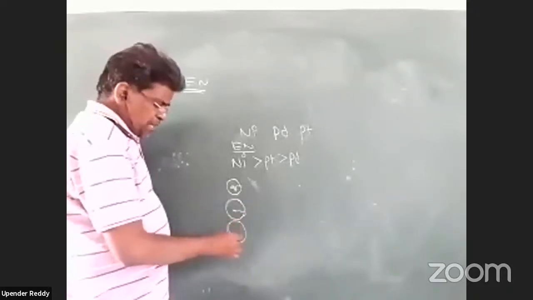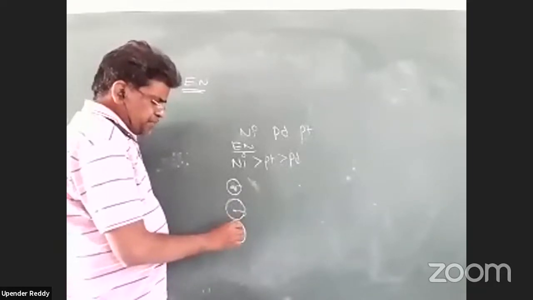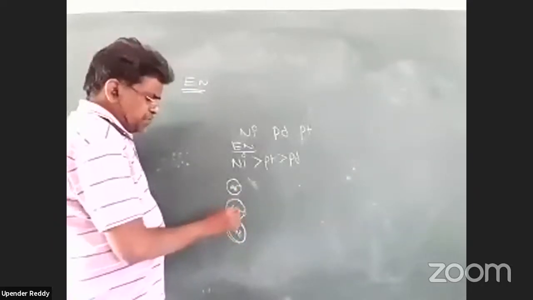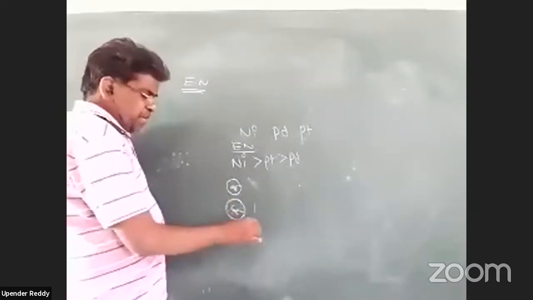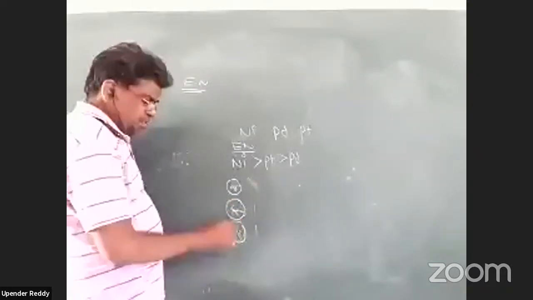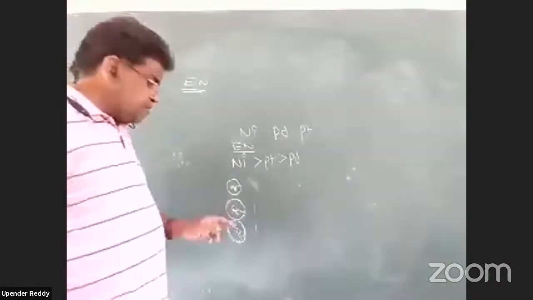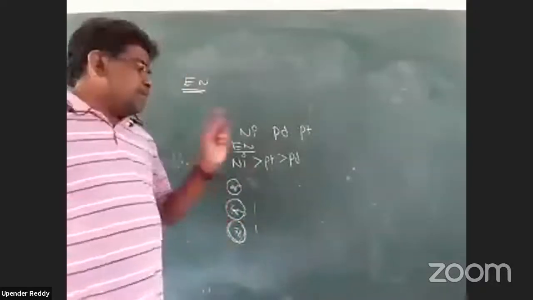But these two have the same size. This is the difference: this is 46, and this is, I think, 78. 46 protons are attracting the electron cloud here, and here 78 protons are attracting the electron cloud, but the size is the same. Hence, the same lanthanide contraction will lead to platinum having more electronegativity than palladium.